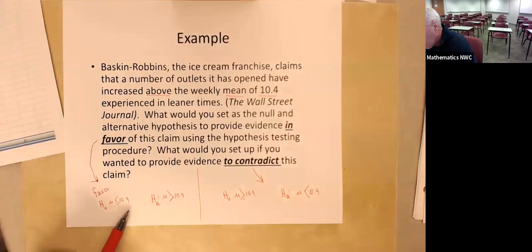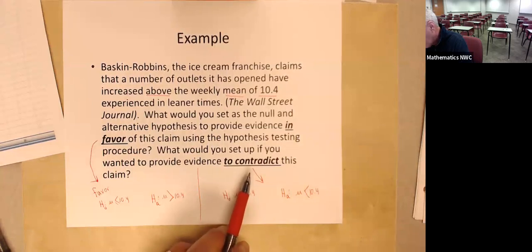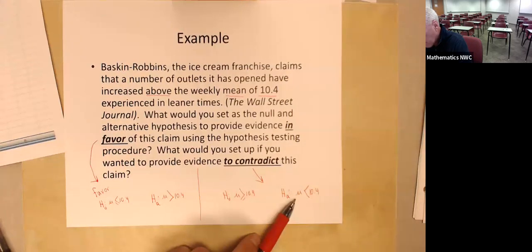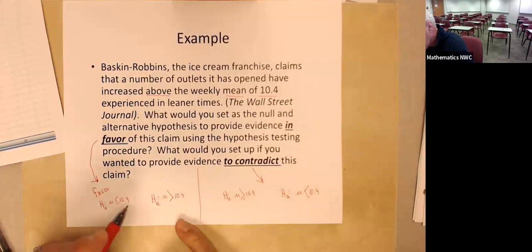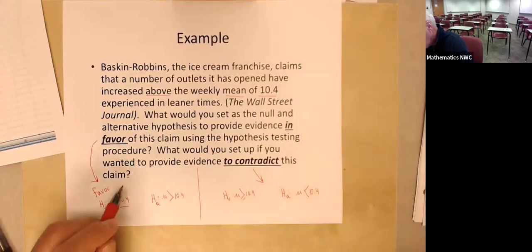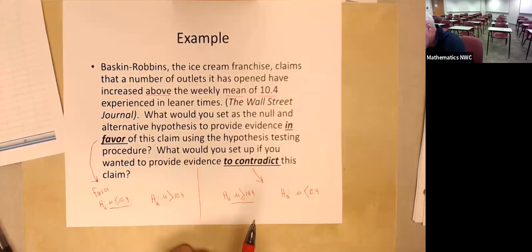In favor would have given you this null and alternative. If I wanted to set up a test to contradict it, I would have used this one. Now let's just say, because this is also kind of an important understanding, if I had tried to set up a test in favor, and let's say I didn't cross the line in the sand, it means I would have continued to assume this. Let's say I had set it up to contradict, and I didn't cross the line in the sand. I would have had to assume this.